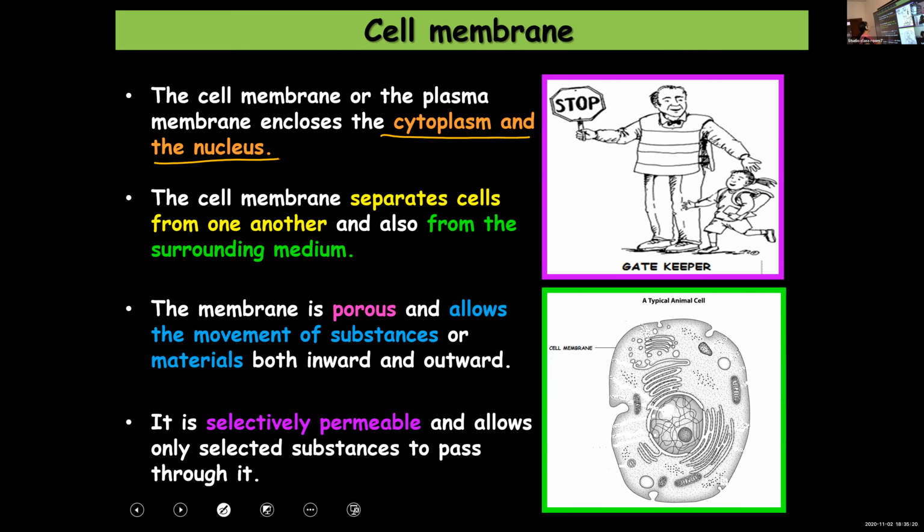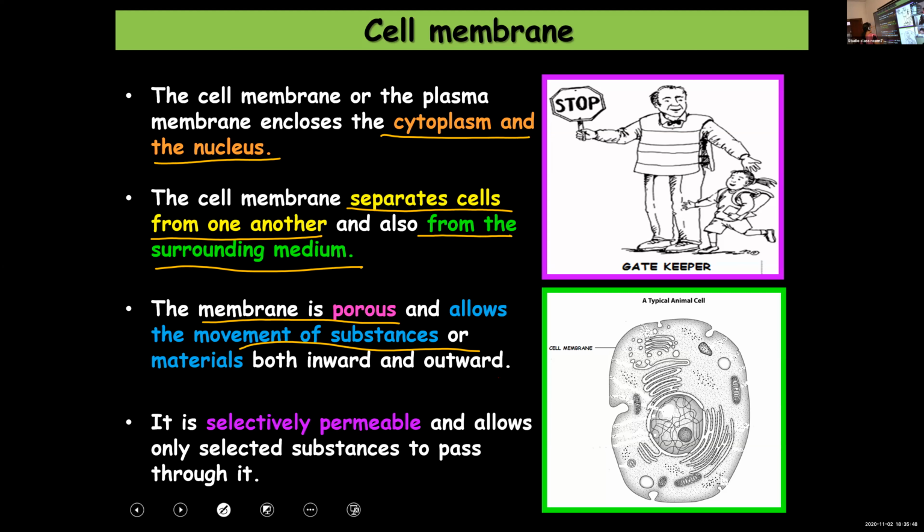Point number 2. It will separate cells from one another and also from the surrounding medium. Point number 3. The membrane is porous. What do you mean by porous? Having pores, P-O-R-E-S, small openings. Why are these pores present? To permit the movement of materials inward and outward.